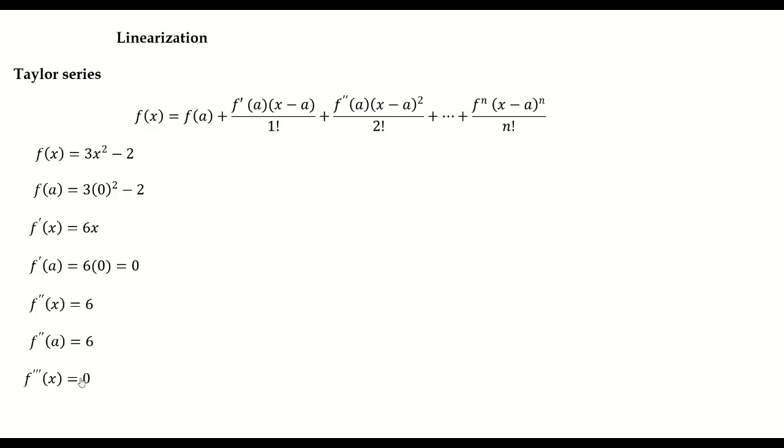So we can proceed and substitute those values into this Taylor expansion, and what we get is that f of a is minus 2, plus f prime a is 0 times x minus a over 1 factorial, plus f double prime a, which is 6, times x minus a squared divided by 2 factorial, plus we will write the further terms. So we simplify this, and what we get is the function itself.